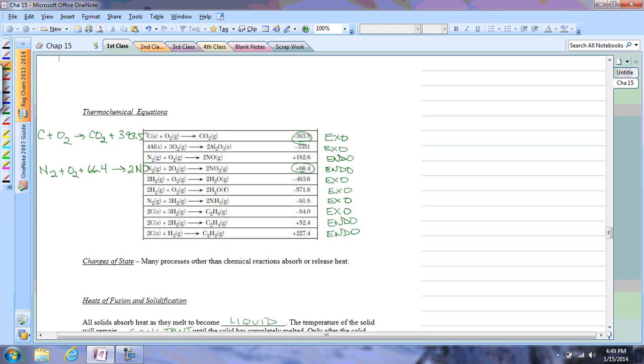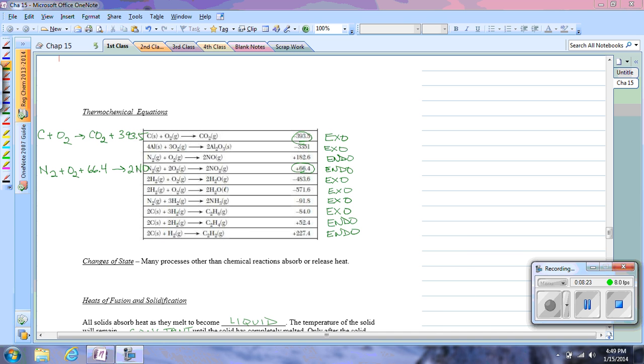So the intent of this lesson is to show how you can determine if a reaction is endothermic or exothermic and where the energy term will end up in the balanced equation.